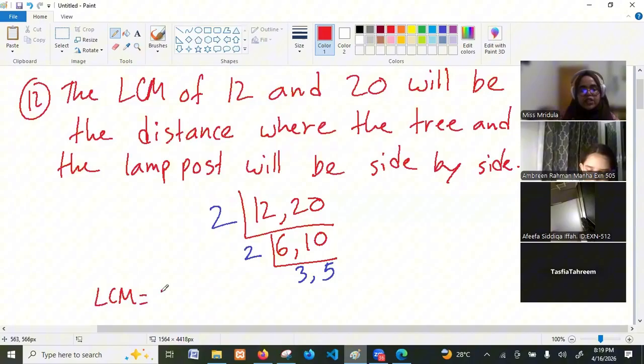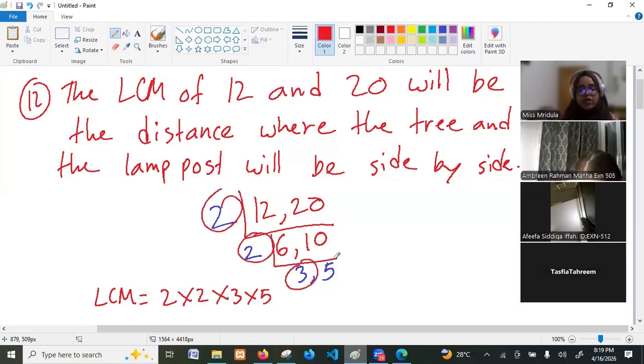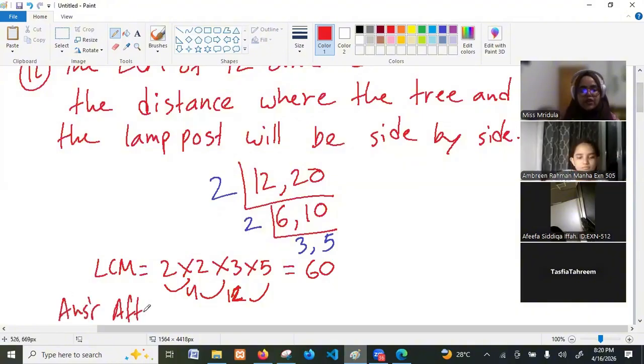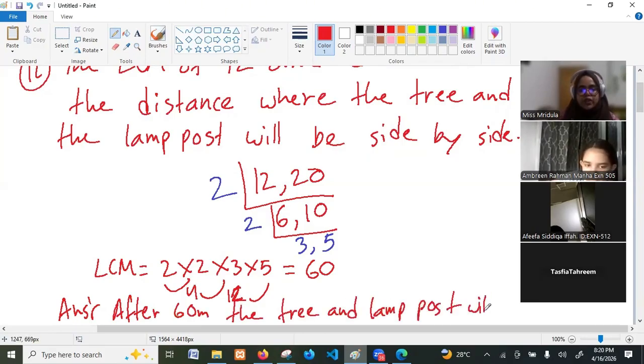Yes, and write 2 times 2 times 3 times 5. Remember, we are doing LCM, so we need to multiply all the numbers, including the bottom ones. So that will give us 2 times 2, 4, 4 times 3, 12, 12 times 5, 60. So 60 meters, okay? The answer line will be after 60 meters, the tree and lamppost will be side by side.